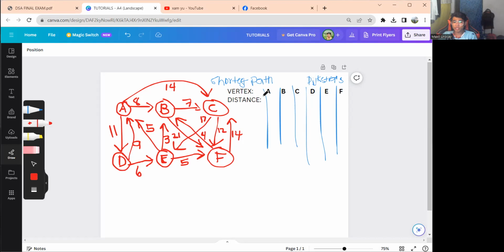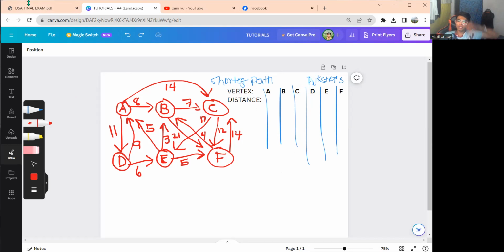Dijkstra's algorithm is for finding the shortest path from a specific source vertex to all other vertices in the graph, a single source path. So single source path to all vertices, and it still applies to all of these shortest path algorithms. We are still following the rule that it should not form a cycle.